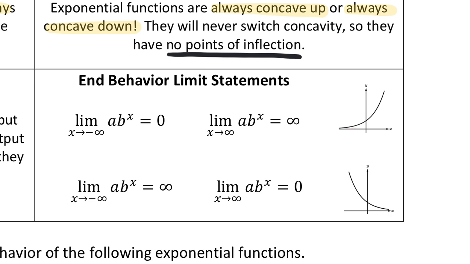So if I'm looking this direction, what's the graph getting closer and closer to? 0, the x-axis, so a flat line at 0.